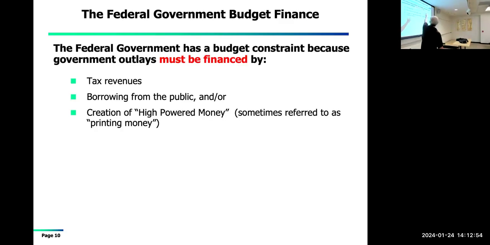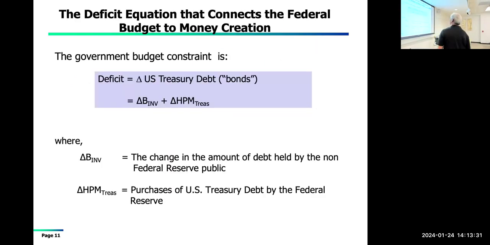Okay. The federal government has a budget constraint because outlays must be financed: tax revenues, borrowing from the public, those are the treasury securities, and the creation of high-powered money, sometimes referred to as printing money. This is when instead of the public buying the debt, the Federal Reserve buys the debt. That's in the subsequent lecture because the world changed in the fall of 2008 by trillions of dollars, as you'll see. So the government budget constraint is this.